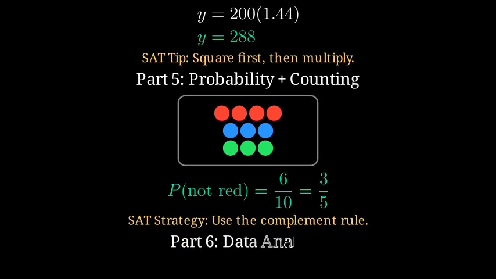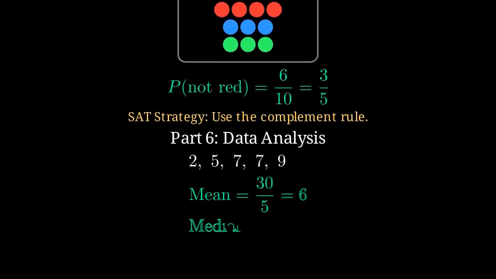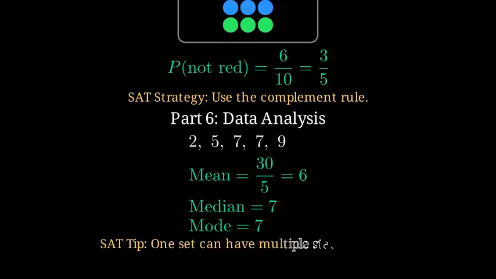Part 6. Data analysis. Data set: 2, 5, 7, 7, 9. Mean is 30 over 5, which is 6. Median is 7, and mode is also 7. SAT tip. One data set can have multiple statistics answers.